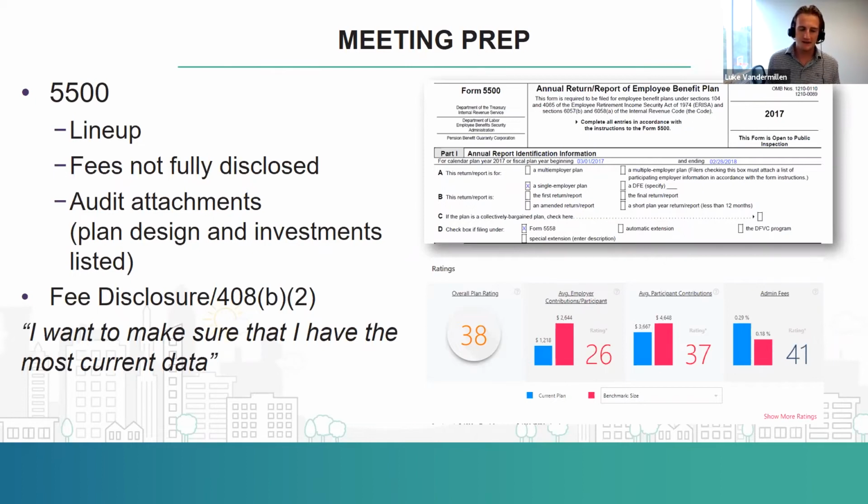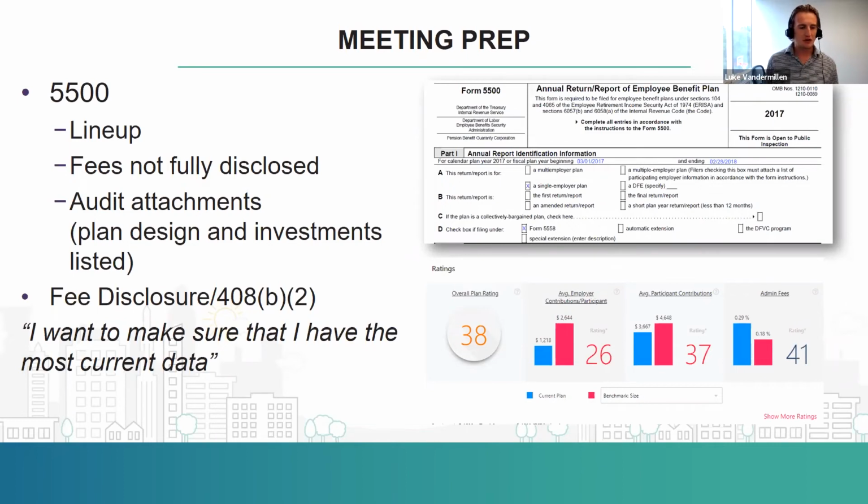The reason that's important is because the 408(b)(2) lays out, in the easiest way for an advisor or even a plan sponsor to understand, all the different revenue sources that a plan or a record keeper is receiving through a plan. With 5500s, you can usually get the lineup information, maybe some of the plan design and investment features. But if you're looking for a really in-depth look at the plan's record keeping charges and how the charges are paid, you're going to want to get your hands on a 408(b)(2) disclosure.